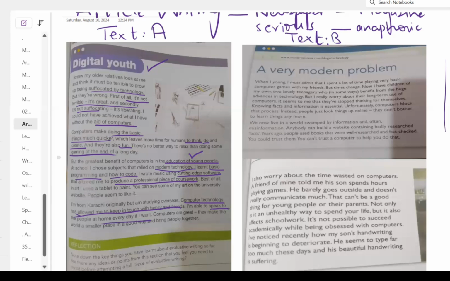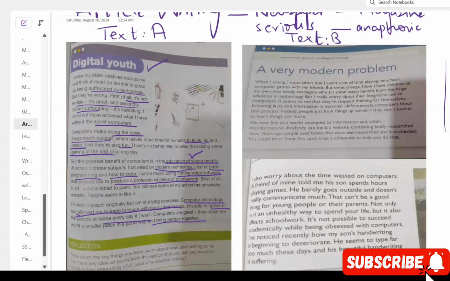Computers are great. They make the world a smaller place in a good way and bring people together. So these are the keywords which I've highlighted, and I want to transform all these keywords meeting the criteria of my word limit. Okay. Now moving on to text B. It is a very modern problem. It seems like they are explaining the pessimistic point of view, something negative about that.